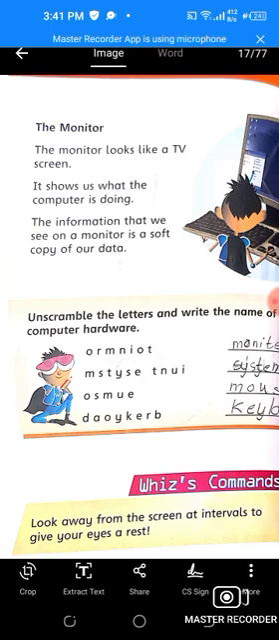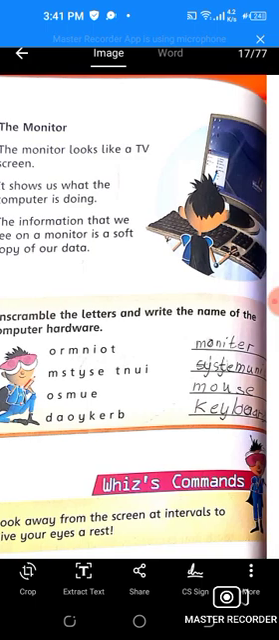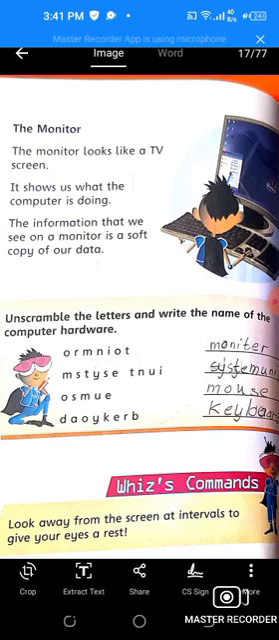First part of computer is monitor. The monitor looks like a TV screen. It shows us what the computer is doing. The information that we see on a computer is soft copy of our data. Okay, this is all about the monitor. The monitor shows you data. Keep it in your mind.